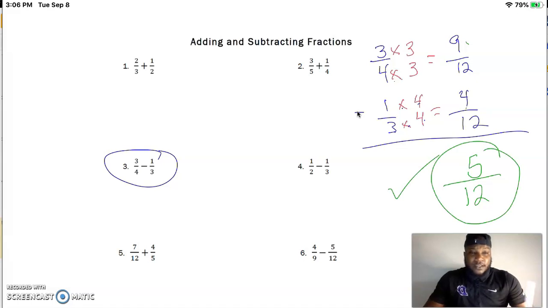So step 1, line them up vertically. Step 2, multiply each fraction by the opposite fraction's denominator. Step 3, add the numerators, bring over your denominators. And step 4 is to do whatever operation it's asking you to do, subtract or add, and keep the denominator the same.